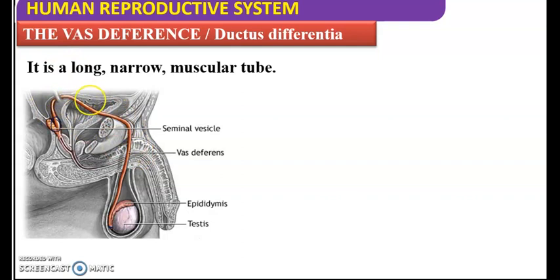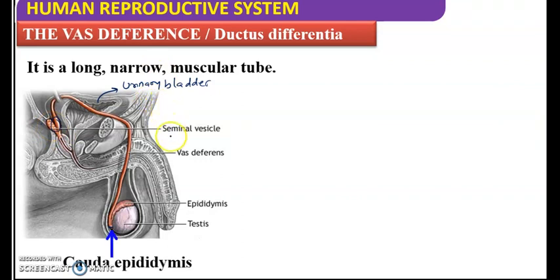Now the vas passes through the urinary bladder. So this is the urinary bladder here. What it is doing is passing through the urinary bladder and forming a common opening, or a common ductus-like structure, with the seminal vesicle. So this is your vas deferens.